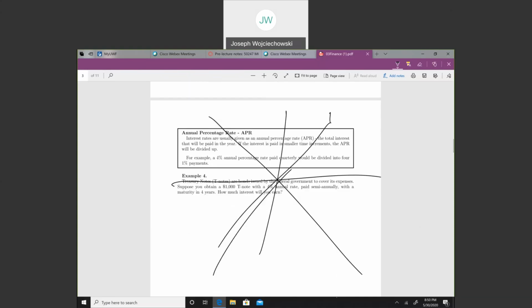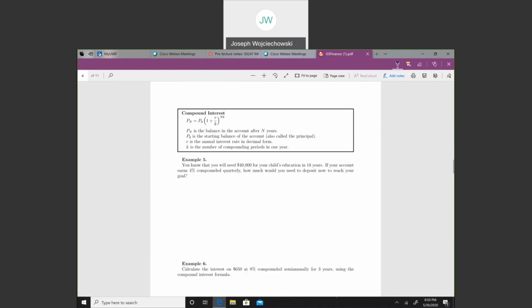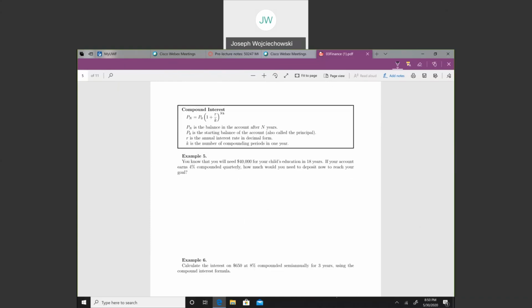Okay, this stuff on annual percentage rate, I'm skipping. That gets a little confusing. So now we can get into what is really the real world: compound interest.